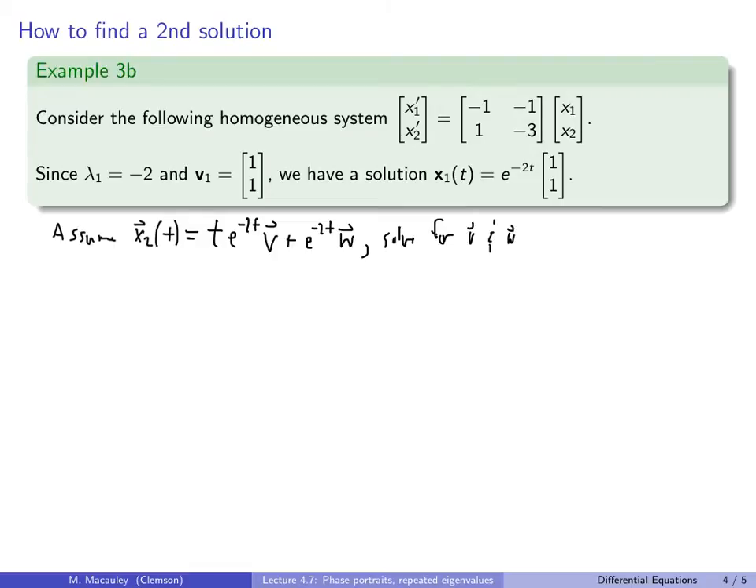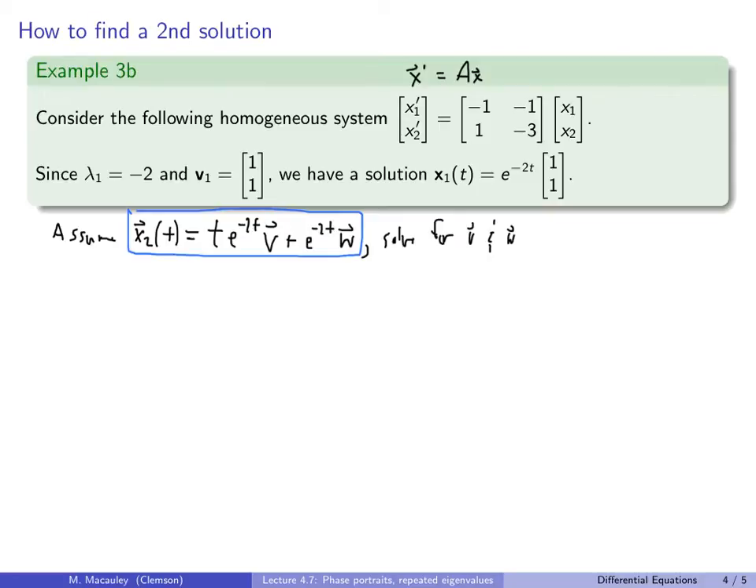Okay, so how do we do this? Well, like usual, we take what we're assuming is the solution, and we need to plug it back into x prime equals Ax. So we take our solution, plug it back into here, and solve for the unknowns. In this case, it's going to be v and w. So we have to plug this back into the left-hand side and the right-hand side.